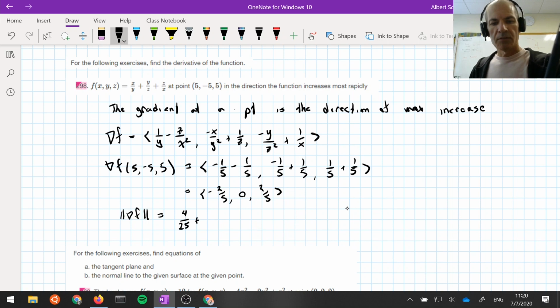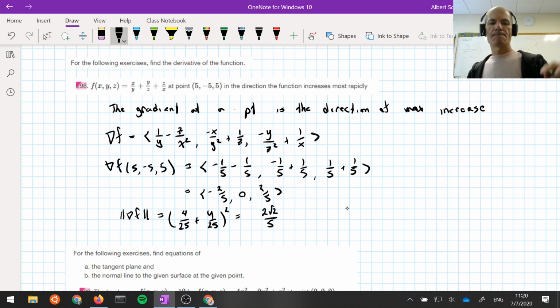And the magnitude of the gradient here is the square root of 4/25 plus 4/25. That's going to be 2 root 2 over 5. All right, so in that direction, we can expect the rate of change of f to be 2 root 2 over 5.